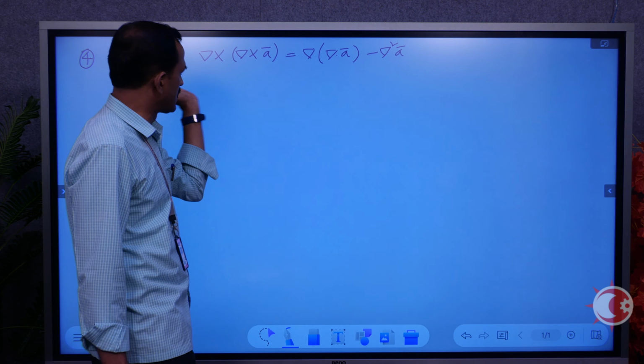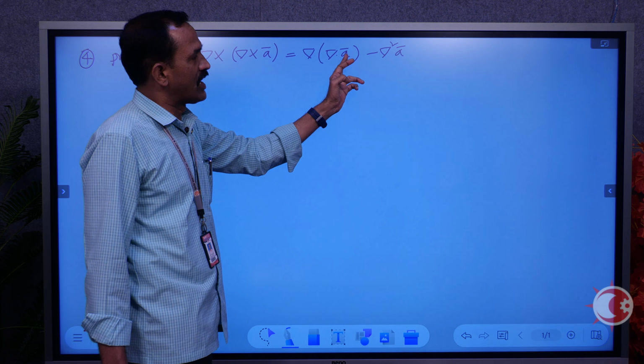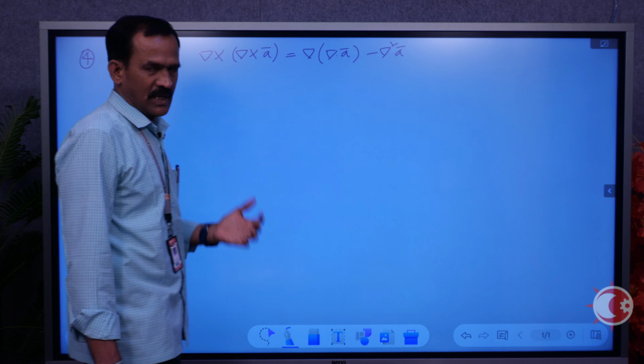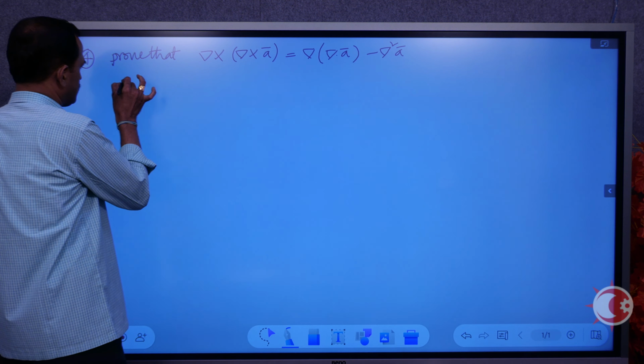In other words, we can state this identity like this: curl of curl A bar is equal to grad of div A bar minus del square A bar. That we have to prove. So let us start with LHS. So what is that LHS?